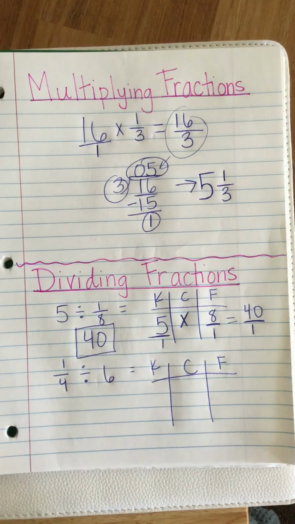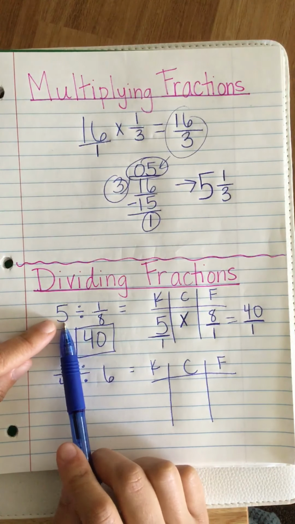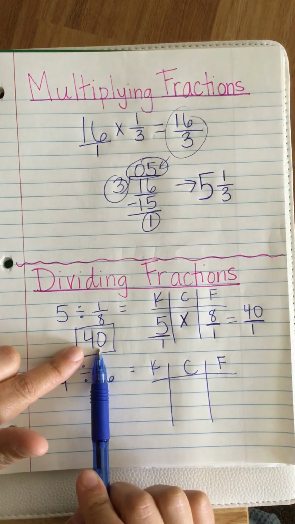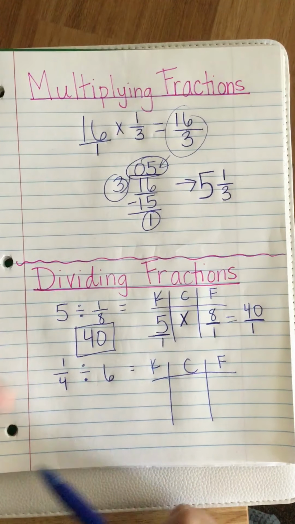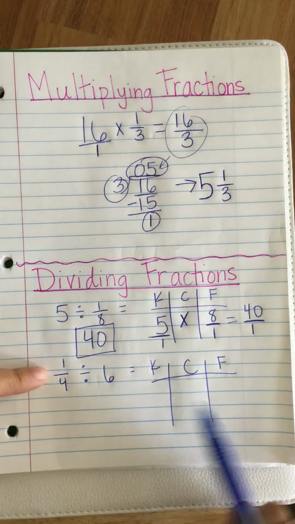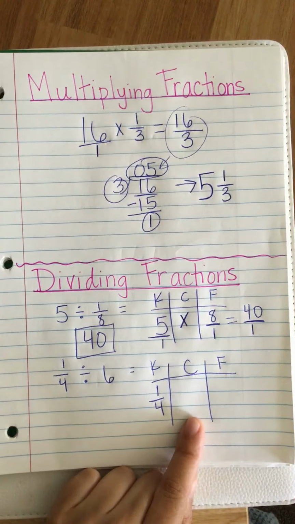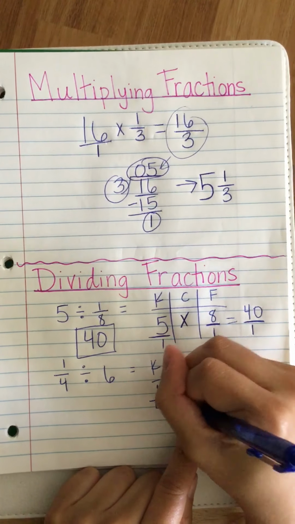And remember what we talked about in class. If your first number is a whole number when dividing fractions, your answer should be a whole number. So let's go ahead and finish the second one. We're going to keep what's first. We have 1/4. Our operation changes to multiplication.